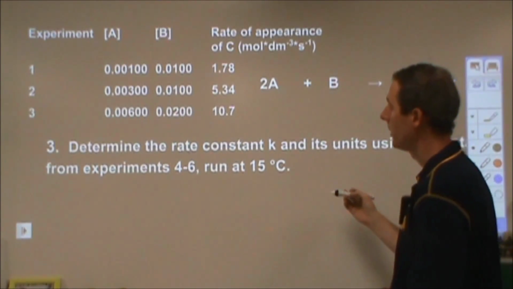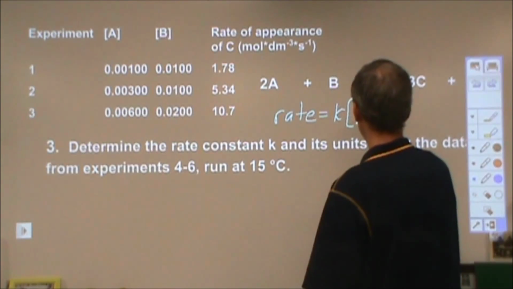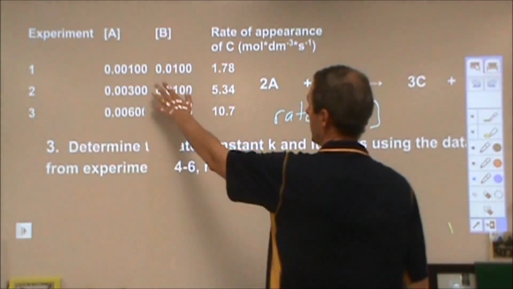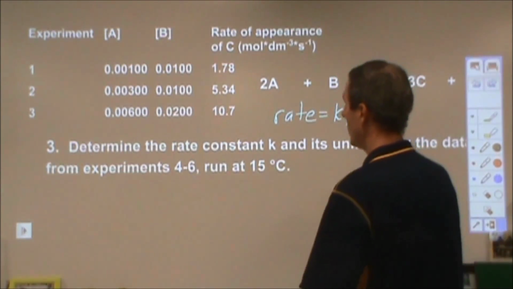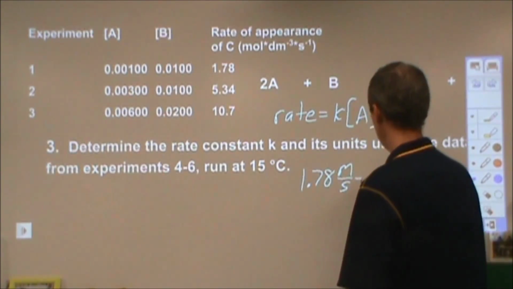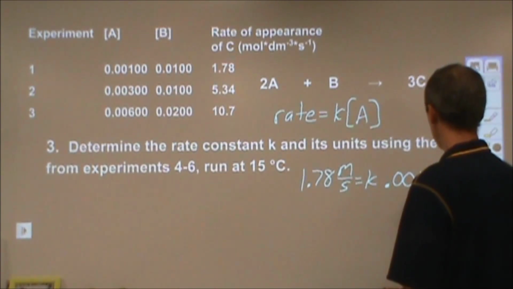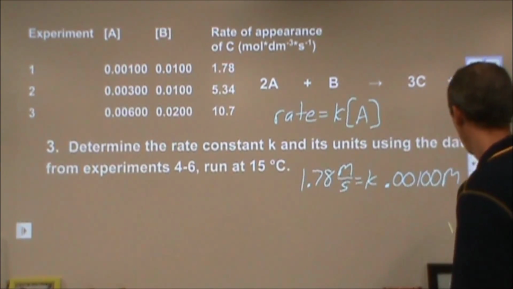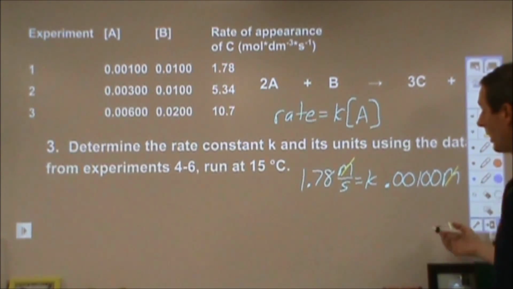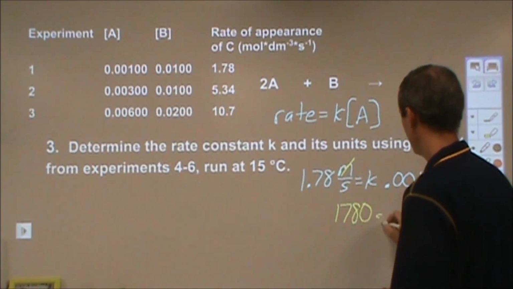So our rate constant here, we have rate equals k times A to the first power. Again, we're going to plug in our different values. I'm going to pick experiment 1 again, since it has nice simple numbers. We have 1.78 molarity per second equal to our constant times 0.00100 molar. The molarities are going to cancel, and our rate constant is going to be 1,780 seconds to the minus 1.